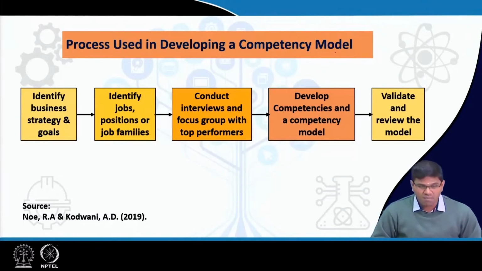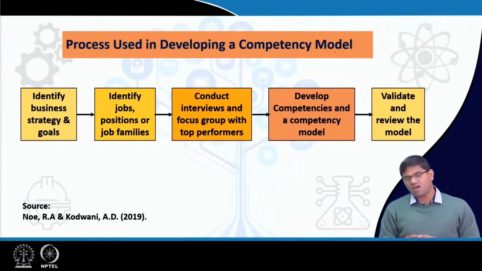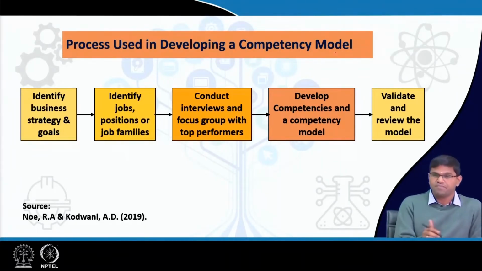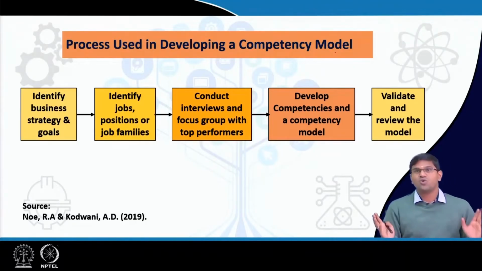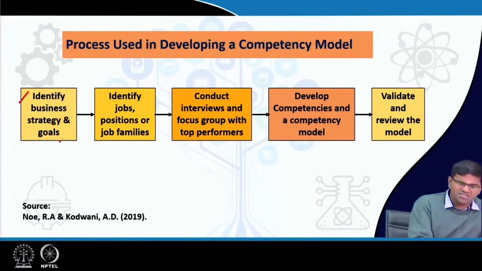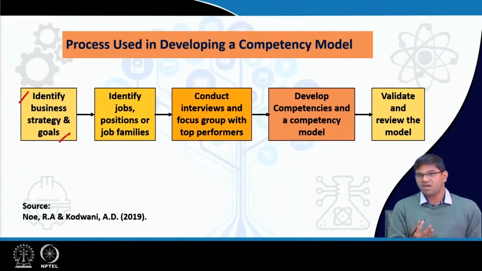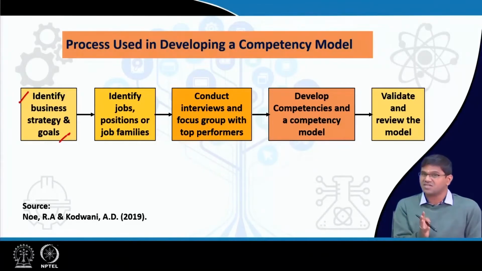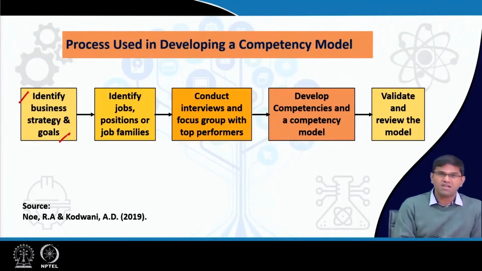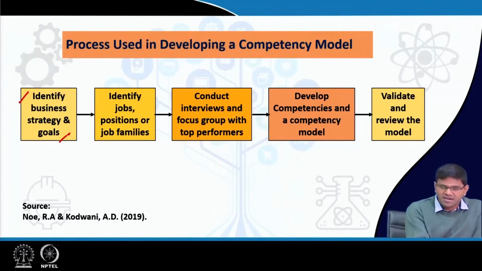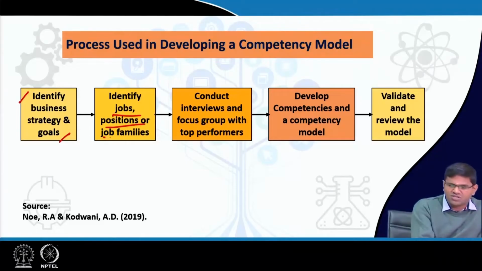Now we are going to look at how we develop or identify the competency for a specific job role. So this is actually a process. Okay, so everything in an organization always starts with the business strategy and goals. If you recollect, when we began this module, we also started with this: my training need assessment also draws heavily from the organization strategy and goals. So first you need to identify what the business strategy and goals are. Through this you need to identify jobs, positions and job families.